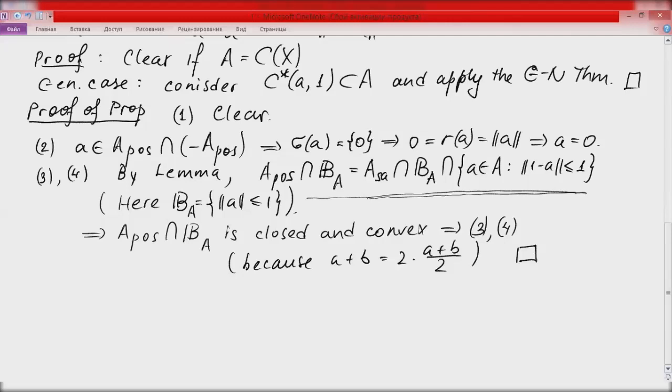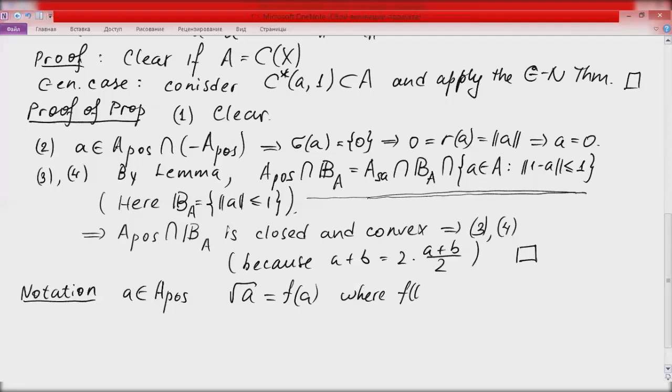Another useful property of positive elements is that each such element has a unique positive square root. So let's introduce some notation. If a is a positive element of our algebra, then we denote by the square root of a the result of applying to a the square root function. Here f of t is the square root of t. This is a continuous function defined on the non-negative half line. So we apply just the functional calculus to our element, and the result will be denoted by the square root of a.